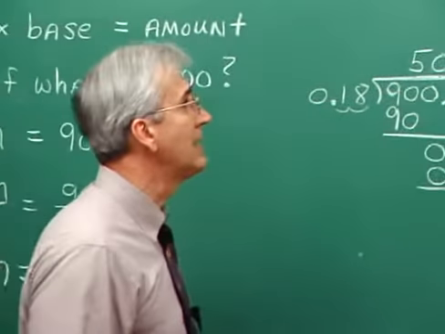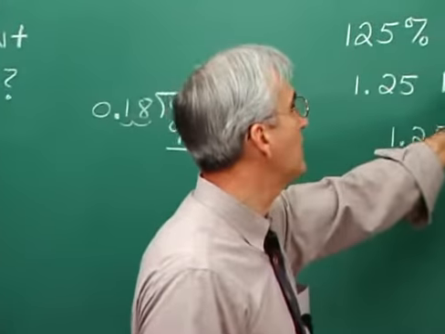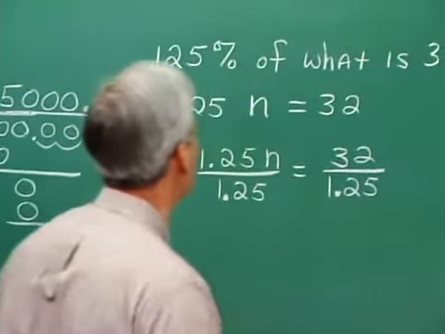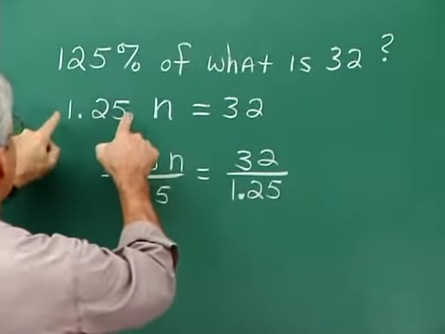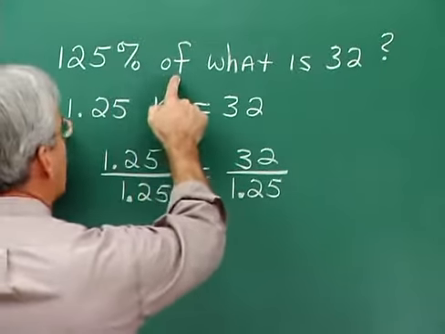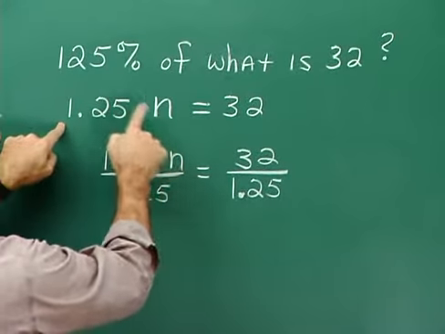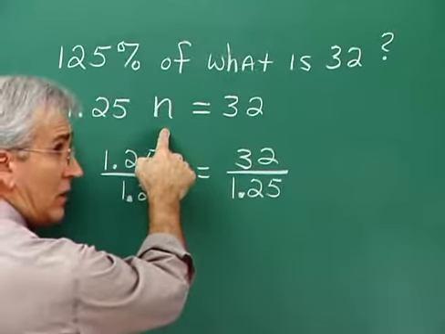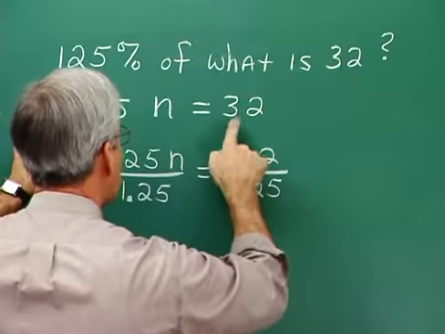Here's another one, same idea. 125% of what number is 32? 125% changes to 1.25. Of means times, what means what number. So 1.25 times n is equal to 32.